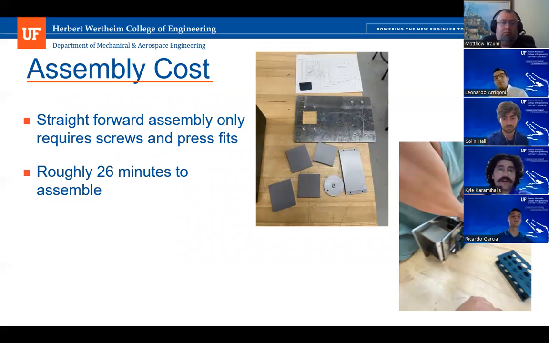So our assembly was relatively easy and straightforward. Our assembly only requires screws and press fits. And from beginning to end, it would take roughly 26 minutes to assemble.